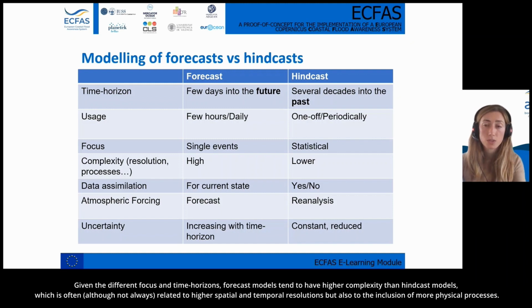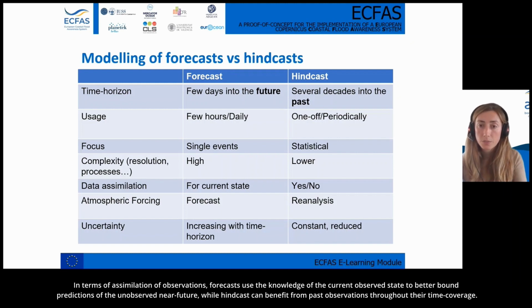Given the different focus and time horizons, forecast models tend to have higher complexity than hindcast models, which is often, although not always, related to higher spatial and temporal resolutions, but also to the inclusion of more physical processes. In terms of assimilation of observations, forecasts use the knowledge of the current observed state to better bound predictions of the unobserved near future, while hindcasts can benefit from past observations throughout their time coverage.